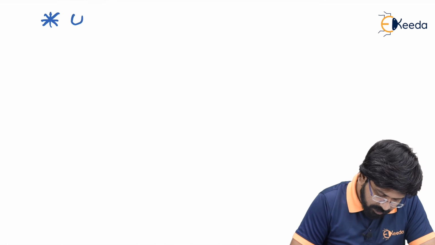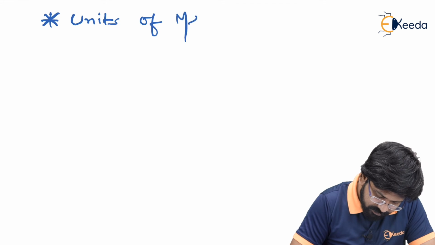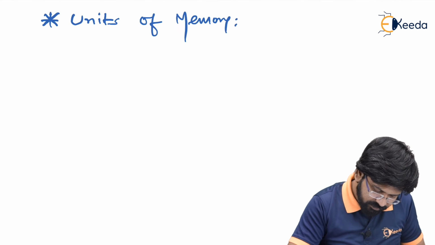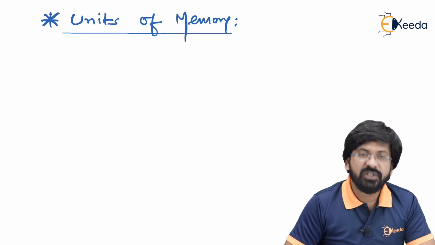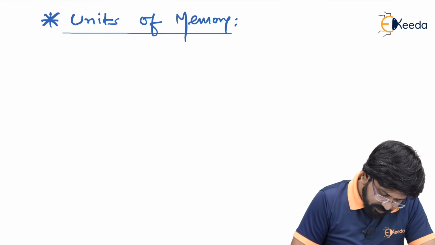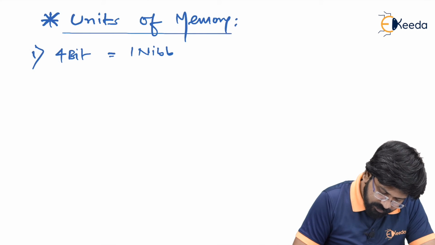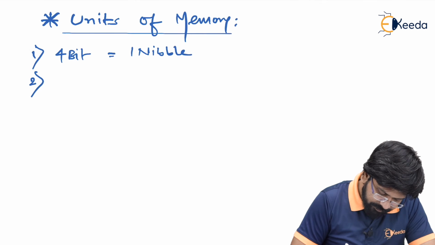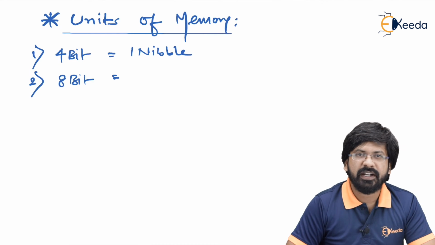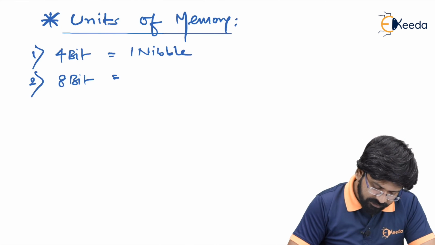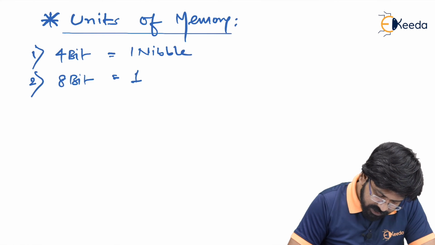So the discussion will not be completed until and unless we talk about units of the memory. It's a very important topic. So what is meant by units of memory? It starts with the minimum size, that is 4-bit. 4-bit is known as 1 nibble. Second, 8-bit. 8-bit is what we call 2 nibbles, right? But instead of saying 2 nibbles, we have a standard word to represent 8-bit, that is 1 byte.